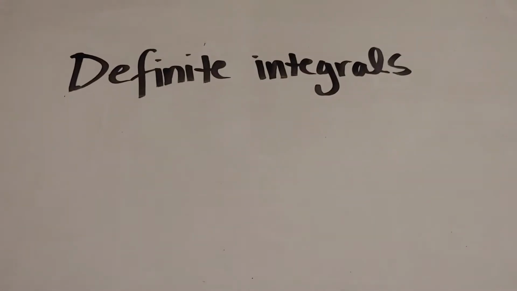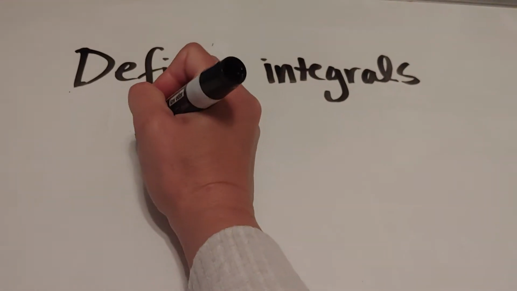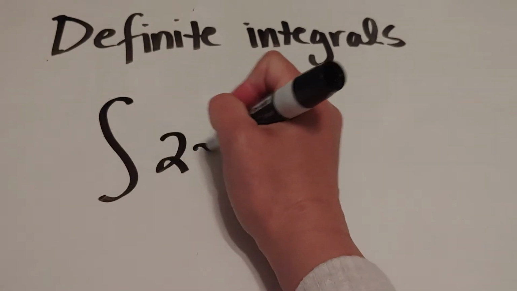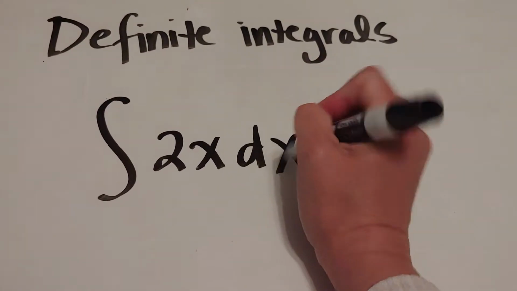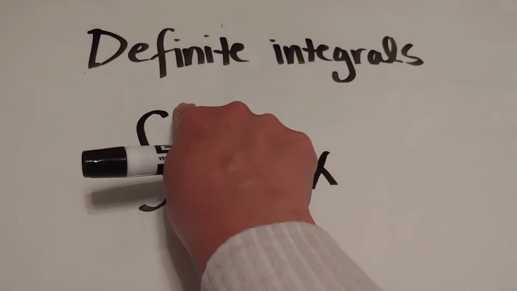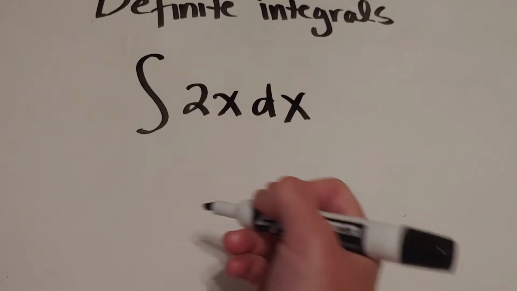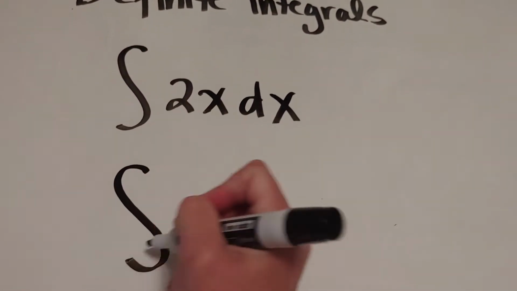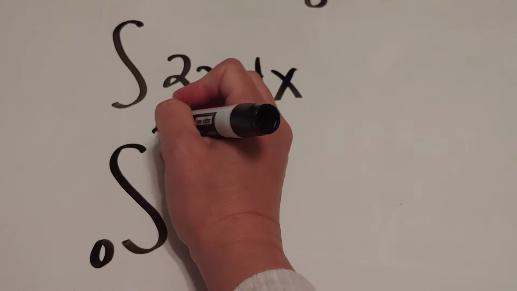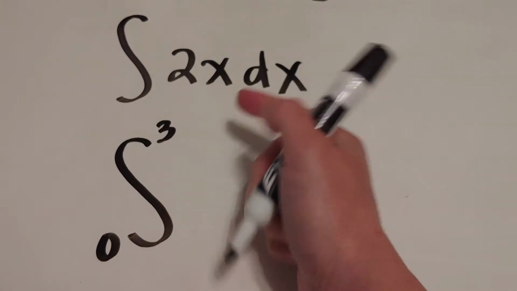This video is on definite integrals. So up until now, we usually have an integral that looks like this, and it doesn't have any numbers on the ends. Versus a definite integral would have numbers, and they could be any numbers. I'm just making up 0 and 3.